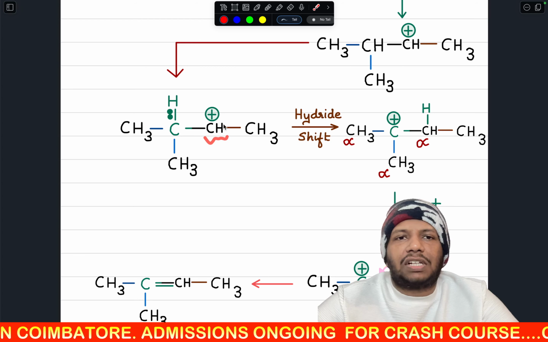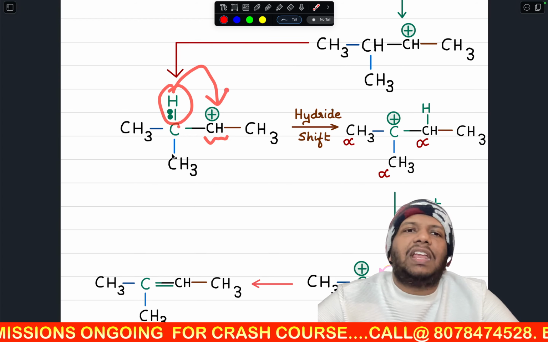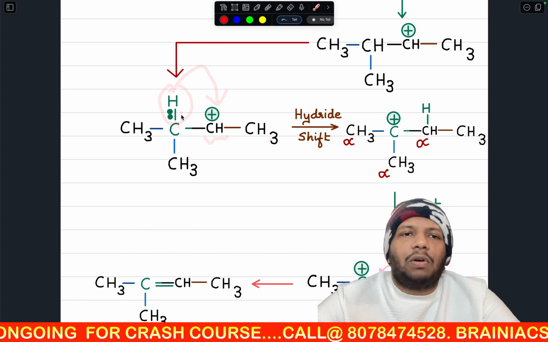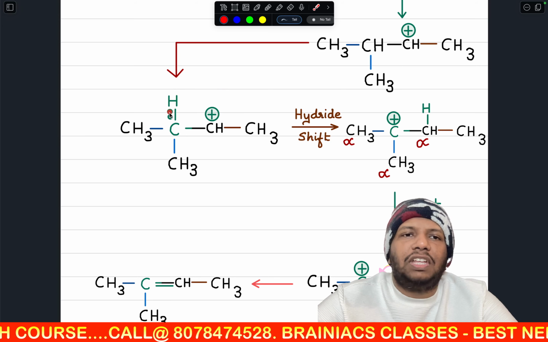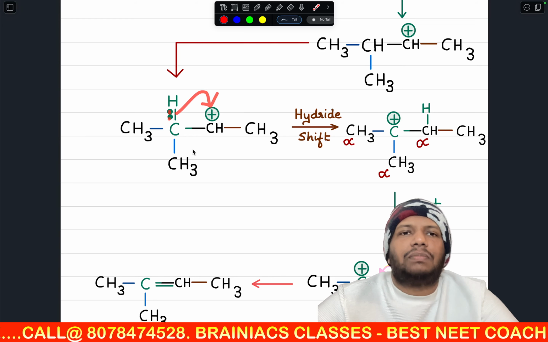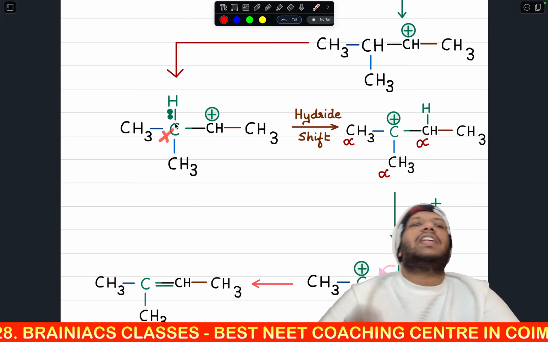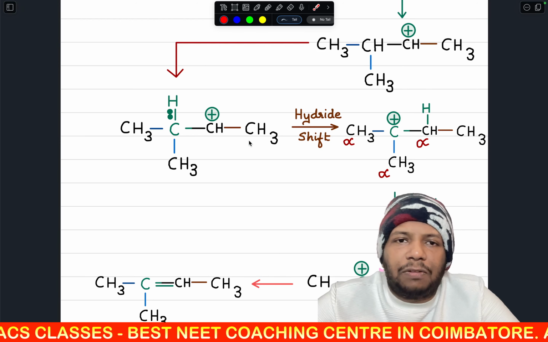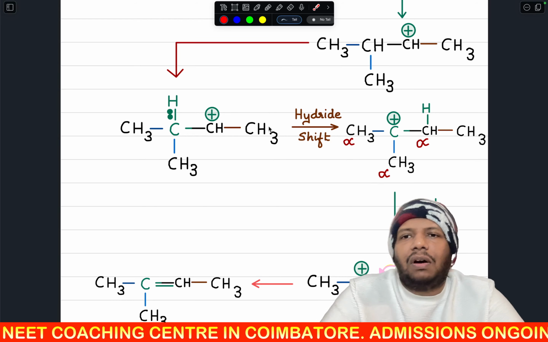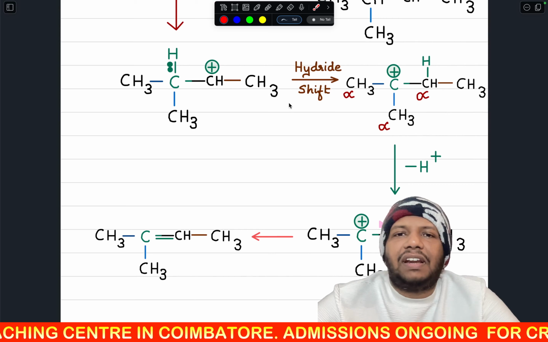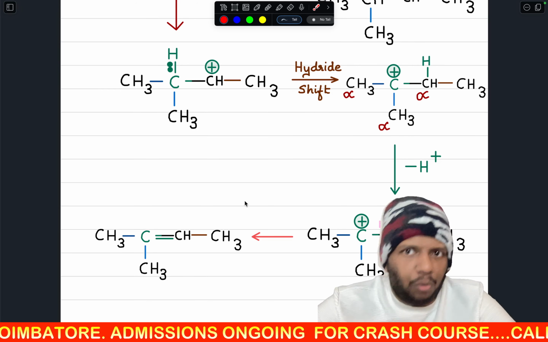from the nearby carbon migrates to the positive charge carbon. Why is it migrating from here, not from here? Because if it migrates to here, this positive charge will disappear. Why? Because these 2 electrons will move to here and the positive charge comes here. So this will become a tertiary carbocation then. But if it happens from the other side, you will get a primary carbocation, which is highly unstable. So this is how a hydride shift occurs and you get a tertiary carbocation.